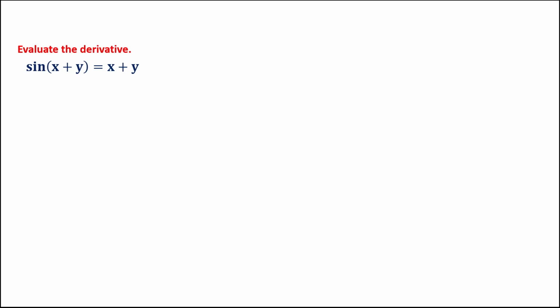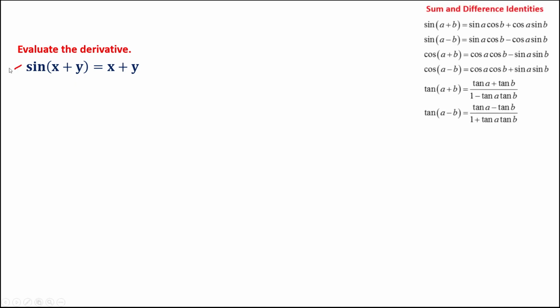So for this problem, to evaluate the derivative, first, using the sum and difference identities, sine(A + B) is equal to sine A cosine B plus cosine A sine B. For this given, this one is A, this is B, so we have A plus B. We can rewrite this as sine X times cosine Y plus cosine X times sine Y, which equals sine(X + Y).